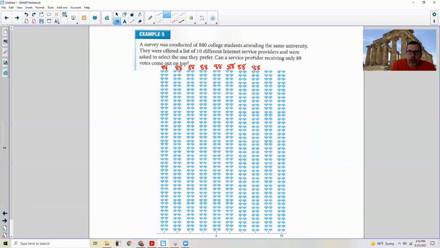Okay. So can a service provider receiving only 89 votes come out on top? Well, what if I took this person and they decided that they did not want company number 10, but they decided 9 was their favorite company. Now this one has 87 and this one has 89, and this is the mode, and therefore service provider number 9 is the winner. So can a service provider receiving only 89 votes come out on top? And the answer is yes. You only need 1 vote above the average of all the others if it's all equal to win.